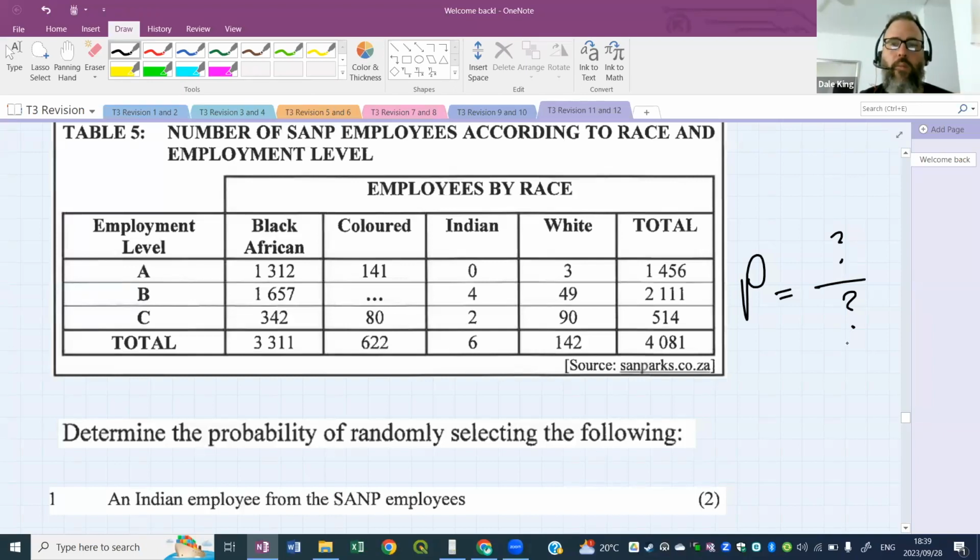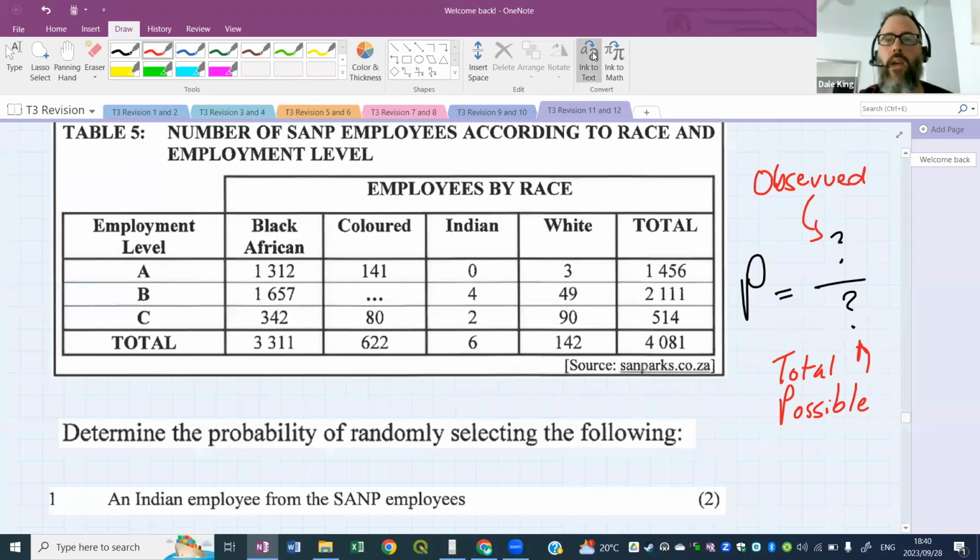So when they say determine the probability, you need to know the total possible. All right, that goes at the bottom of your fraction. And then you get observed, what you saw or what they're asking. That goes at the top. Okay. All right. Ben, yes, you're too fast for me.